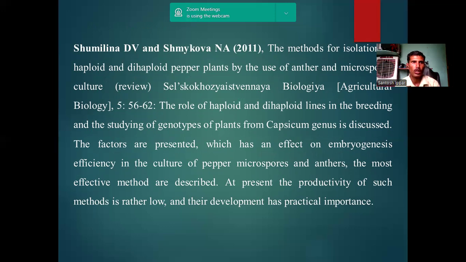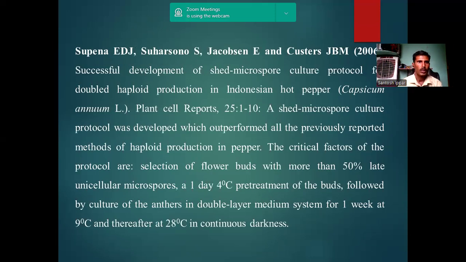Then the third review, by the researchers Shumilina and Shamkova, shows how the methods of isolation work out in haploid and dihaploid pepper plants in the case of anther and microspore culture. They also focus on which factors affect embryogenesis in pepper microspore and anther regeneration.